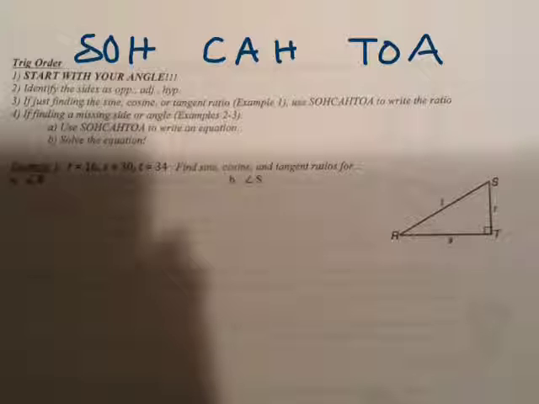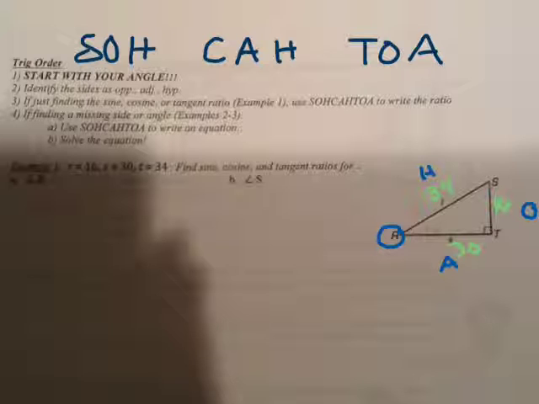Okay? Well, here for A, we want to find sine, cosine, and tangent ratios for R. And we're just going to take a look at R, because if we know R, we can find S. So I'm going to circle my angle. Then I'm going to label O for opposite, A for adjacent, and H for hypotenuse. I'm then going to fill in the information they gave us. So little r, that measurement is 16. Little s is 30. And little t, the hypotenuse, is 34.